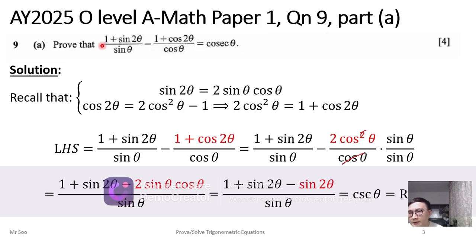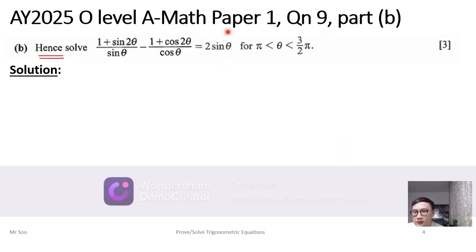Okay, I can make use of my part 1 answer, because from part A we already proved left hand side equals to right hand side. In part B, they give you the left hand side, which equals 2 sine theta. From part A, we know that the left hand side is actually cosecant theta, and cosecant theta is the reciprocal of sine theta, which is cosecant theta equals 1 over sine theta. So we do that.